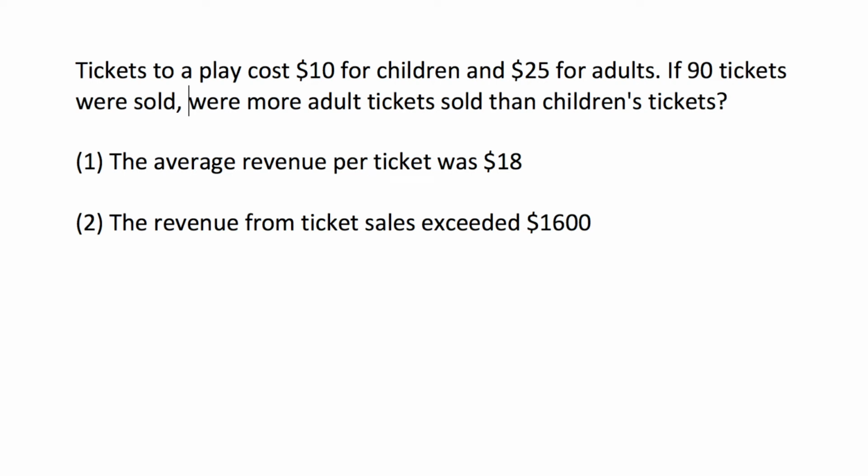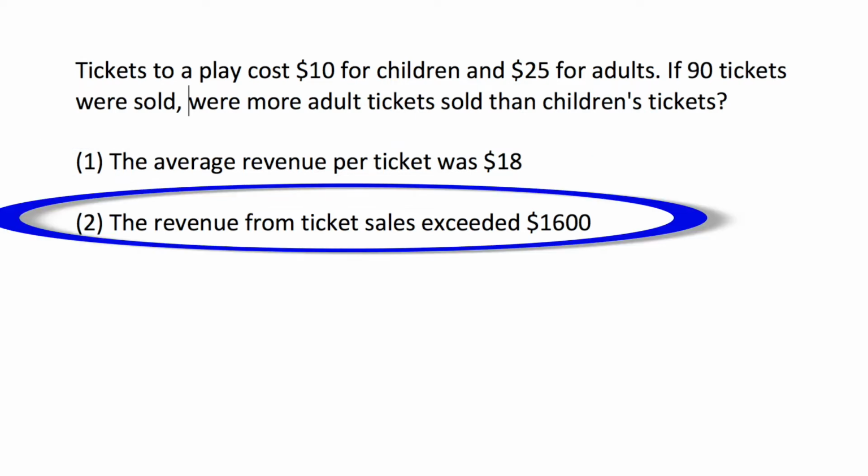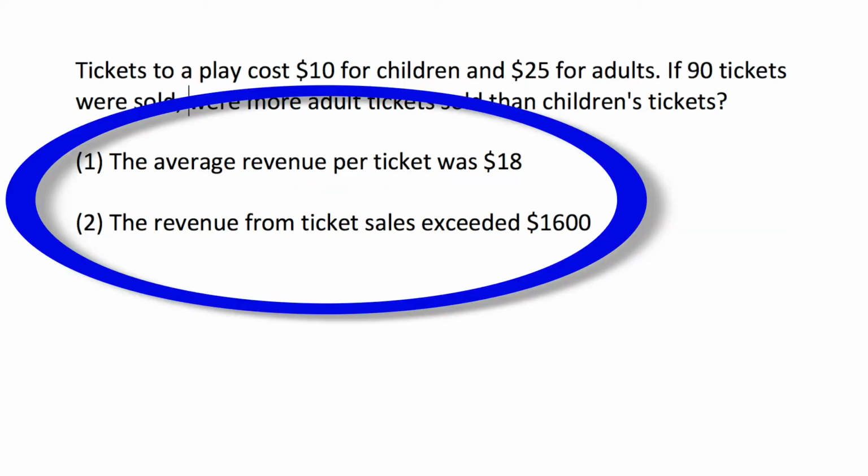I've had students that have had problems with these data sufficiency questions on the GMAT. If you recall, A will be the right answer if number 1 is sufficient to get you the answer. B is the right answer if number 2 is sufficient to get you the answer. C is the answer if both statement 1 and 2 together are sufficient, but neither statement alone is sufficient.